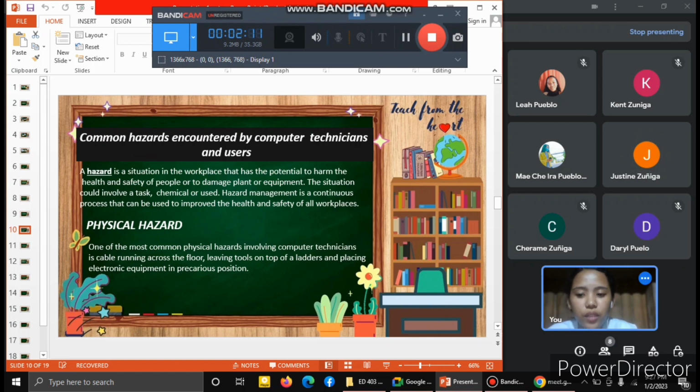So we will identify the physical hazards. One of the most common physical hazards involving computer technicians is cables running across the floor. Those are physical hazards. Also leaving tools on top of a ladder and placing electronic equipment in a precarious position. Those are physical hazards.